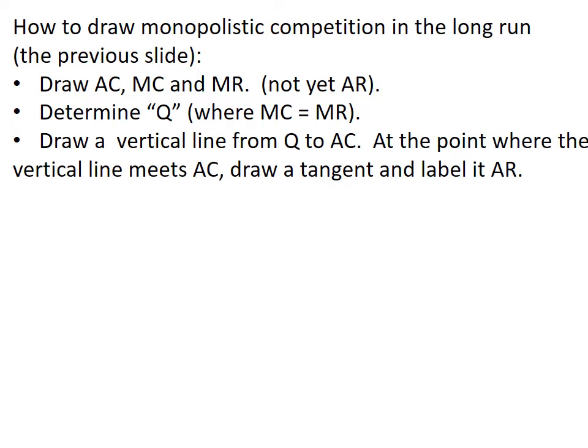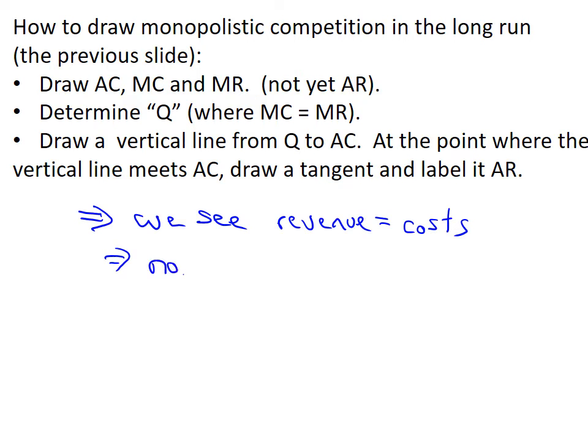So there we go. Draw the AC, MC, and MR, but not yet the AR. Determine the Q, and forget about MC and MR. Draw a vertical line from Q to AC, and at that point where the vertical line meets AC, draw a tangent and label it AR, and then we see that revenue equals costs, and we have normal profit only.